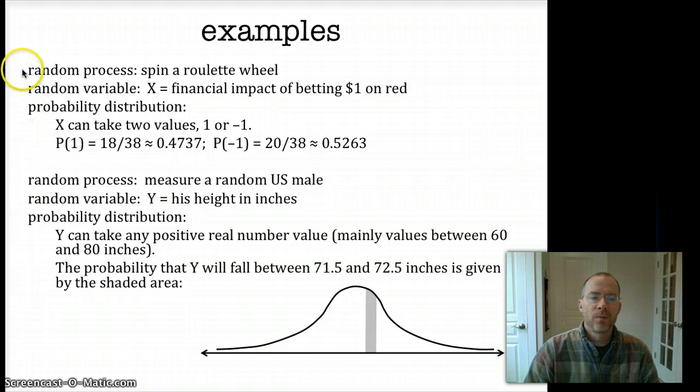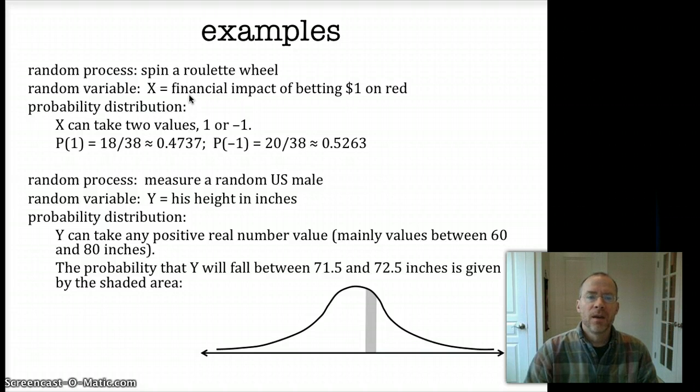In the first example, we start with a random process, and it says spin a roulette wheel. Okay, so that's the random process. Now a roulette wheel has a total of 38 slots that the ball can fall into. 18 are red, 18 are black, and 2 of them are green. So actually 38 different things can happen. Then we define a random variable. Instead of using a small letter x or y, for random variables we tend to use a big X, big Y, or some other large letter. So we define X to be the financial impact of betting $1 on red.